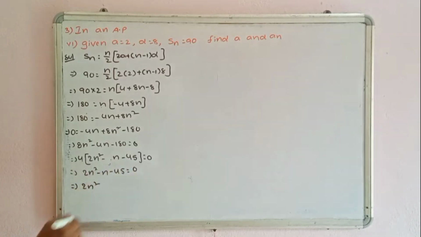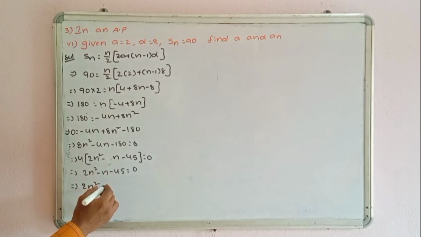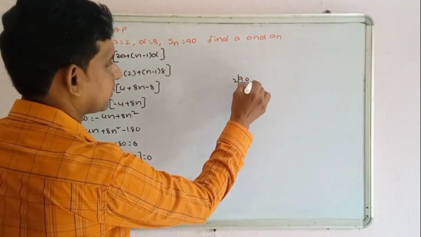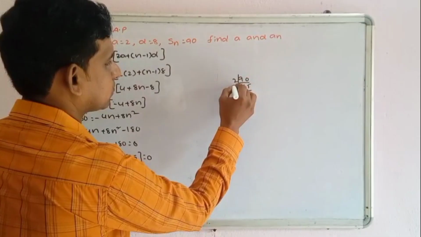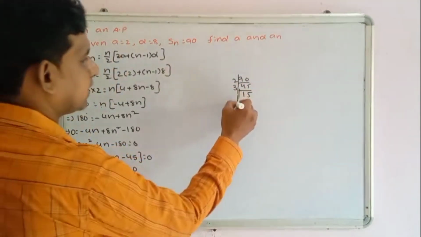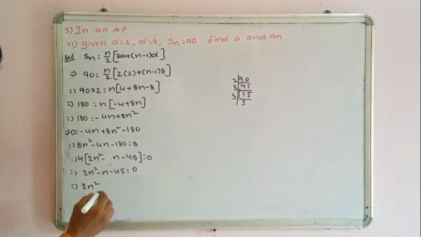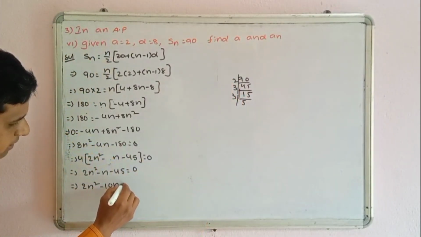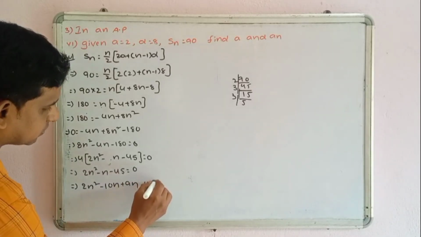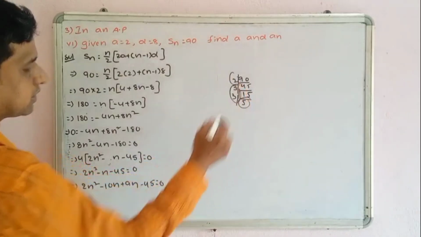2n square, how to split this one? See, 40 by 2 is 90. So 90, 2 and 45 times not possible. 3 and 15 also not possible. 3 again 5 times, okay. 5 2s are 10, 3 3s are 9. So this can be written as minus 10n plus 9n minus 45 equals to 0. See, 5 2s are 10, 3 3s are 9.